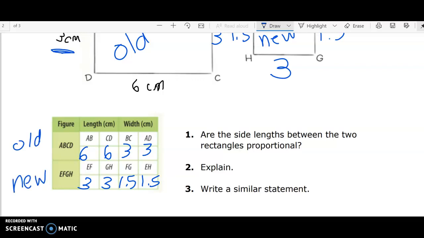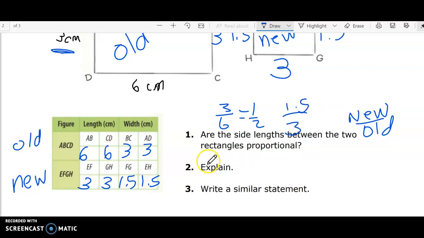Are the side lengths between the two rectangles proportional? And I'm going to do new over old. So 3 over 6, 3 over 6 equals 1/2. I'm getting it from right here. And 3 over 6 is 1/2, and 1.5 divided by 3 is 1/2, so yes.